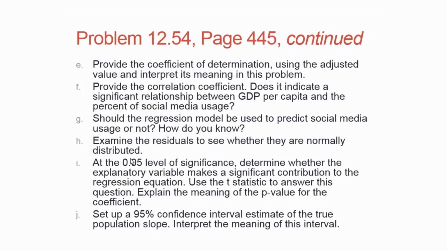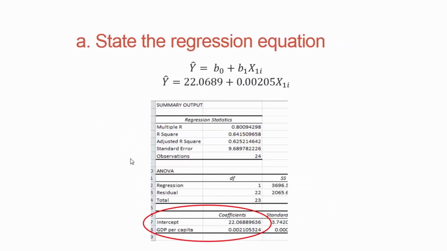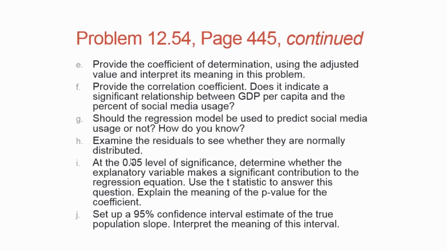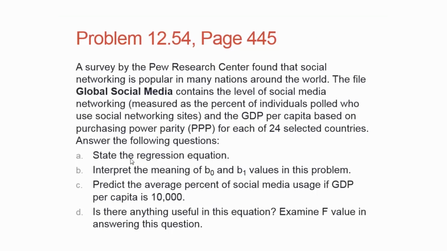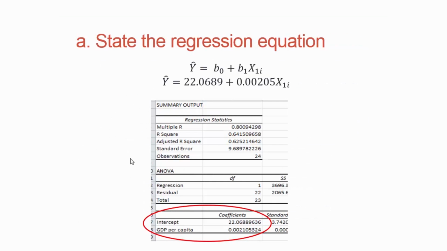How do you know? Examine the residuals to see whether they're normally distributed. At the 0.05 level of significance, determine whether the explanatory variable makes a significant contribution to the regression equation. Use the t-statistic to answer this question. Explain the meaning of the p-value for the coefficient. Set up a 95% confidence interval estimate of the true population slope and interpret the meaning of the interval. Okay, so these are the several sections of the problem. It's a lot of information that we want to know, but we'll go through it step by step, pretty slowly, and enable you to answer the questions.